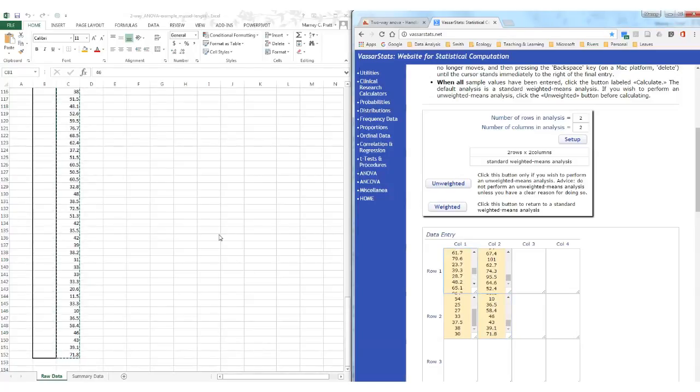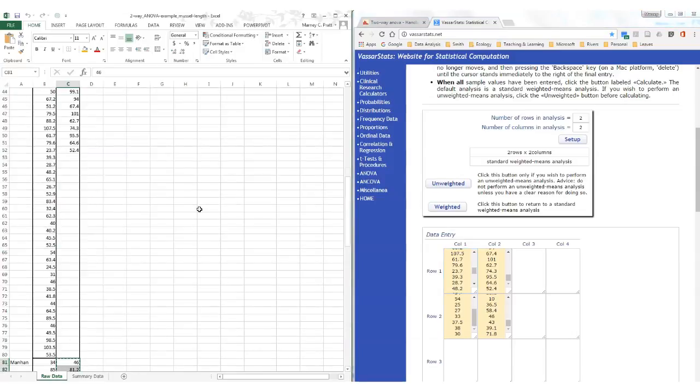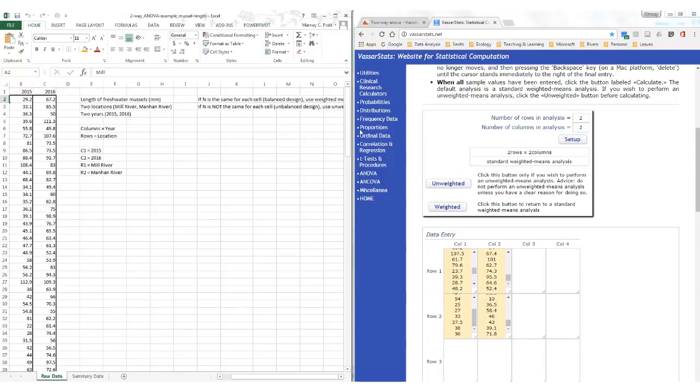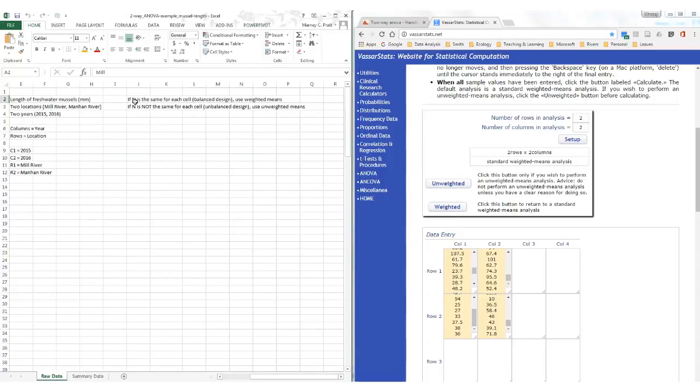So remember, these are the dependent variable. Each value here is the length of an individual muscle measured in millimeters. And then we've got 2 years and 2 locations. And as I said before, if your n is the same for all the cells, then you have a balanced design. But if it's not the same for all the cells, you have an unbalanced design.